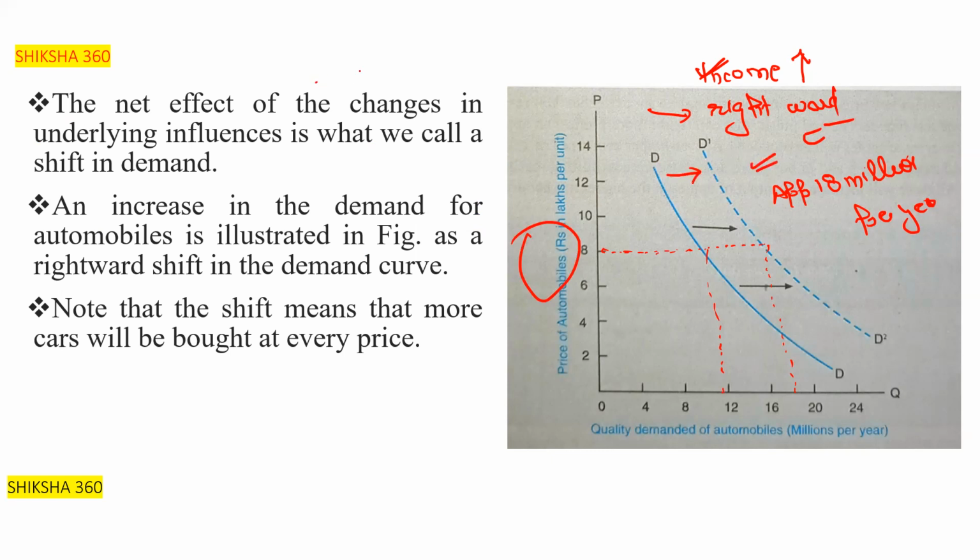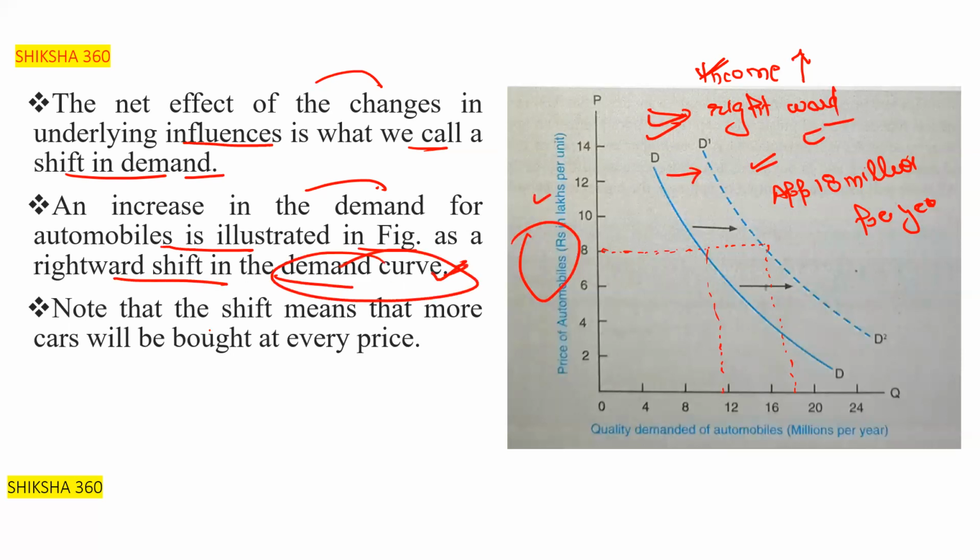So the net effect of the changes in the underlying influence is what we call a shift in demand. An increase in the demand for automobiles is illustrated in this figure as a rightward shift in the demand curve. So note that the shift means that more cars will be bought at every price. So what is the meaning of that?